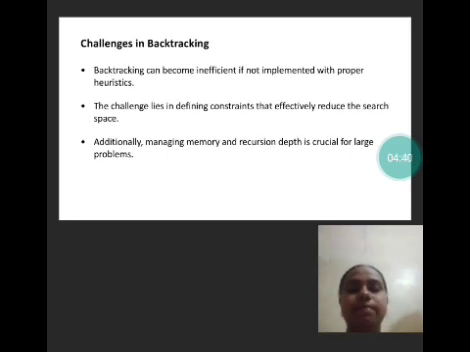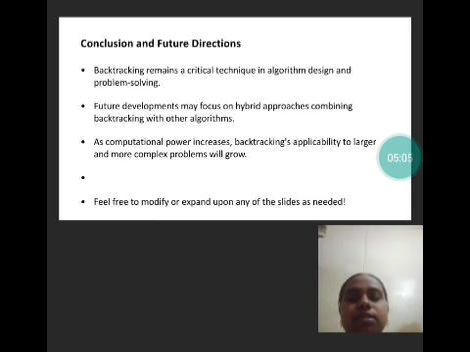Challenges in backtracking. Backtracking can become inefficient if not implemented with proper heuristics. The challenge lies in defining constraints that effectively reduce the search space. Additionally, managing memory and recursion depth is crucial for large problems.